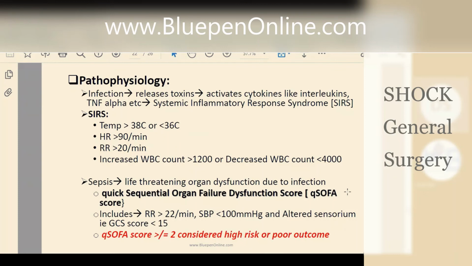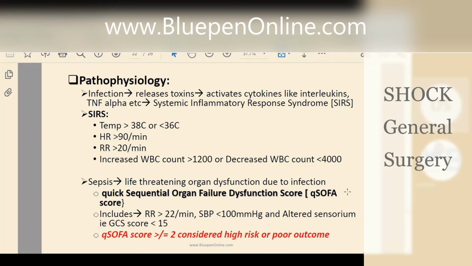I told you about septic shock, like SIRS, that is systemic inflammatory response syndrome. The respiratory rate will be greater than 20. The heart rate will be greater than 90 per minute. Temperature greater than 38 or less than 36 degrees Celsius. WBC count greater than 12,000 or WBC count less than 4,000. This was systemic inflammatory response.